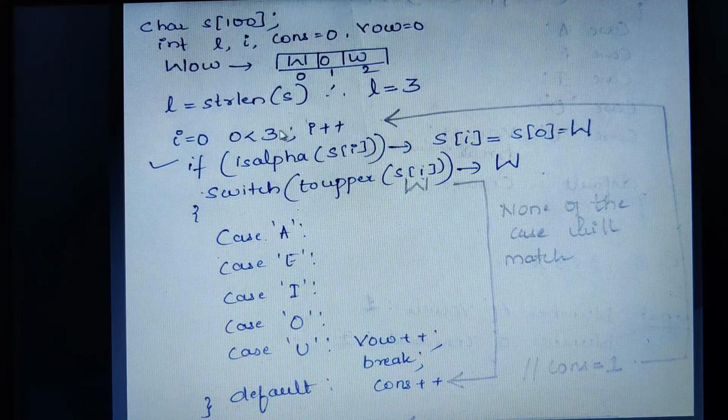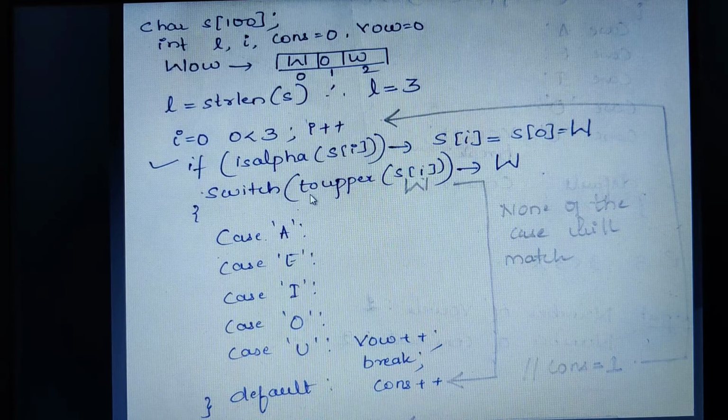The condition is satisfied, so the true part of the for loop is the very next statement. There I check whether S of I, with I pointing to the 0th location, so S of 0, which is W, is an alphabet. Since it's a simple if statement and the condition becomes true, the control goes to the next statement, that is switch.